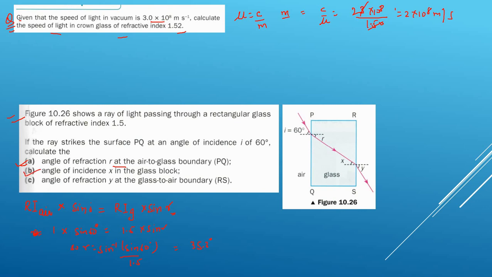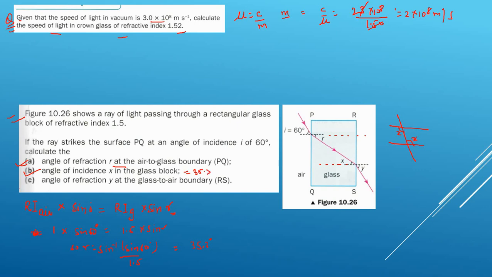Now question B: what is the angle of incidence X in the glass block? You can solve this question in multiple ways. One simple way is that, see, this is a parallel line, and this is a parallel line. When parallel lines are intersected by a line, the alternate angles will be the same. So if this is X, this will also be X. So R and X will have the same value. So this will also be 35.3 degrees.